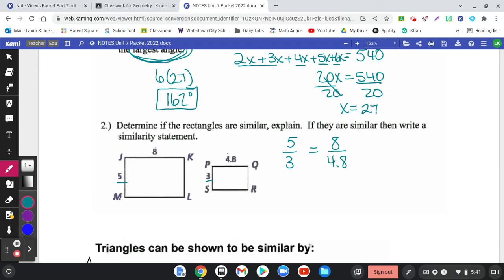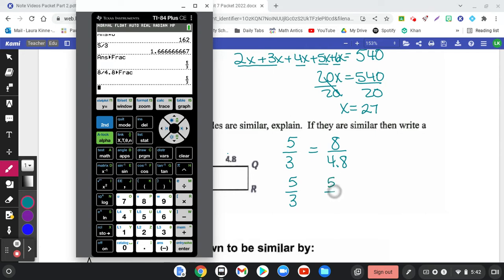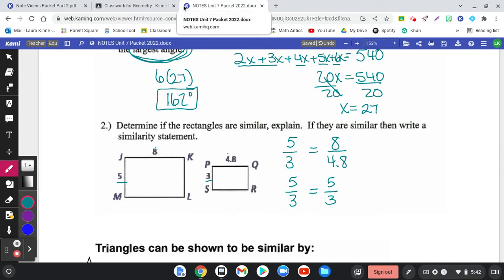All right, so 5 over 3, we can't simplify that. All right, 5 divided by 3, got a decimal, math, enter, enter. Talked about this yesterday, 5/3. Do the same with 8 divided by 4.8. Math, enter, enter. 5/3 as well. So that means the sides are proportional, which means yes, they're similar. All right, 5/3 is your similarity ratio.